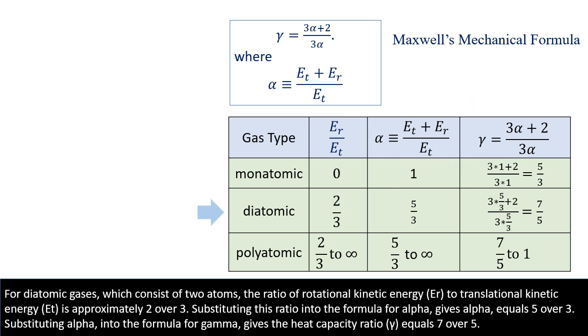For diatomic gases, which consist of two atoms, the ratio of rotational kinetic energy, ER, to translational kinetic energy, ET, is approximately 2/3. Substituting this ratio into the formula for alpha gives alpha equals 5/3. Substituting alpha into the formula for gamma gives the heat capacity ratio, gamma, equals 7/5.